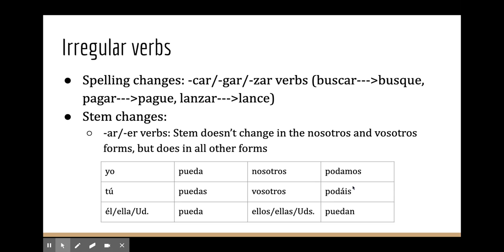Okay, now stem changing verbs. This is where it gets really fun, all the minutiae of verb forms. AR and ER verbs. The stem doesn't change in the nosotros and vosotros forms, but it does in all the other verb forms. So if you have a verb like poder, to be able to, your yo form is puedo, you drop the O, and then you add your opposite vowel ending. Pueda, puedas, pueda, and then ellos, ellas, ustedes puedan. But nosotros and vosotros don't have the stem change. So it's podamos and podáis, right? Remember your infinitive is poder. So you just take your infinitive, pod, and you add the opposite vowel ending, podamos, podáis.